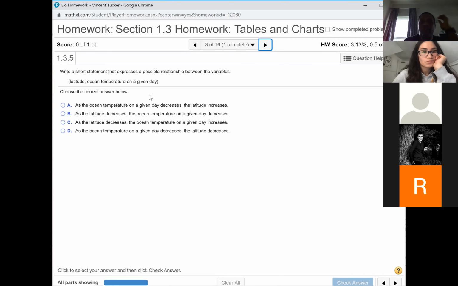Okay, let's look at this one. Write a short statement that expresses a possible relationship between the variables latitude and ocean temperature on a given day. So you read the options. As the latitude decreases, the ocean temperature on a day decreases. As the latitude decreases, ocean temperature on a given day increases.